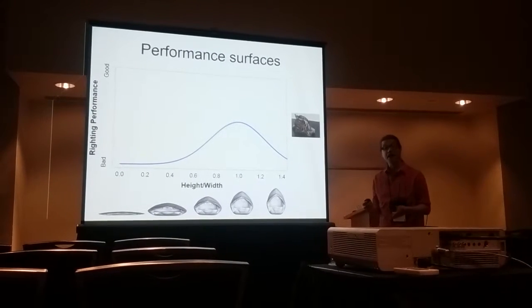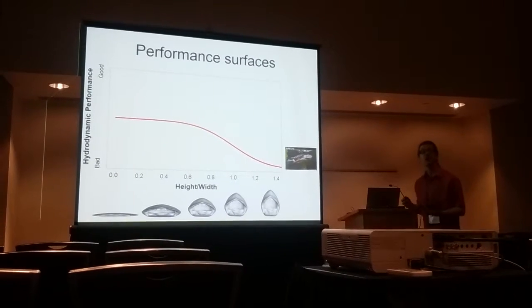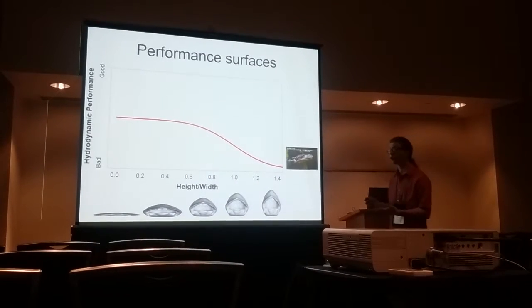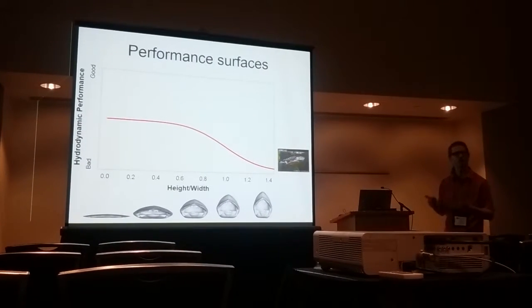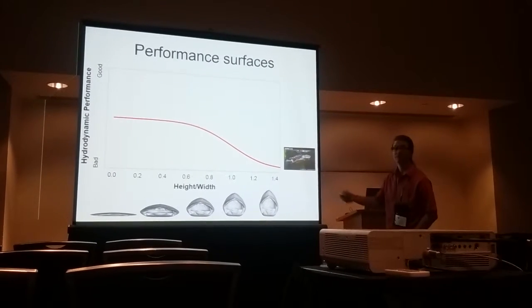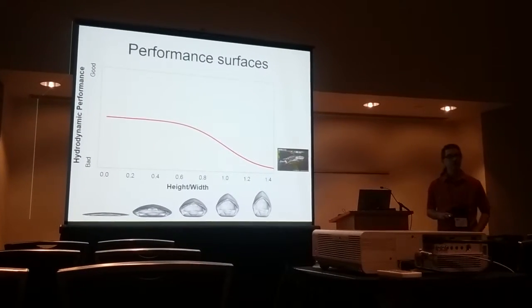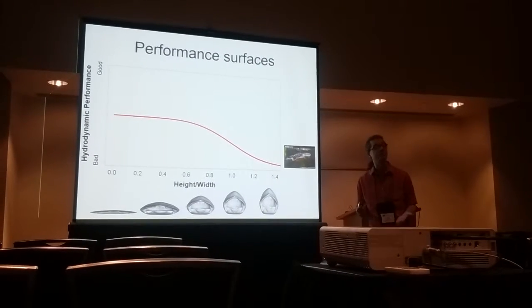It's rare that structures have only one function, and the turtle shell is no exception. So here's another potential performance surface for turtle shell shape. This is hydrodynamic performance, swimming ability, not generating a lot of drag when you're moving through water. So over here, flatter is better. The flatter you are, the less frontal area you're going to present to the water, the less drag you're going to generate, all else being equal.